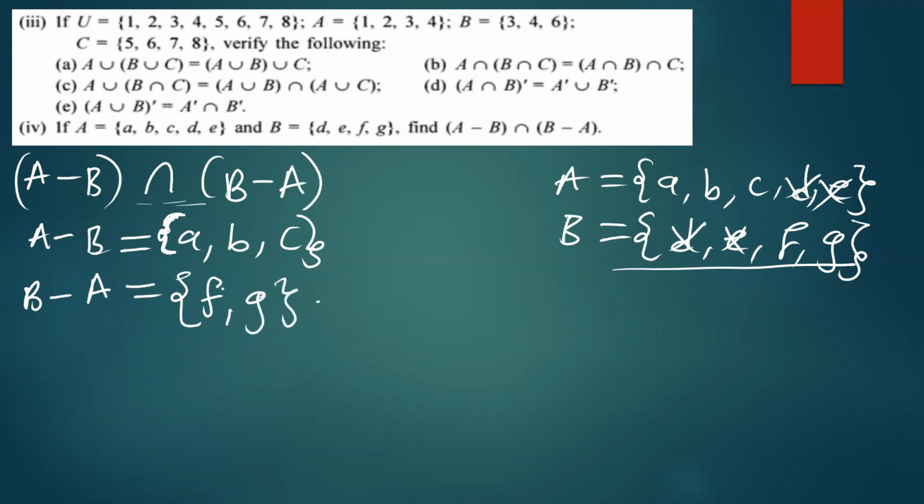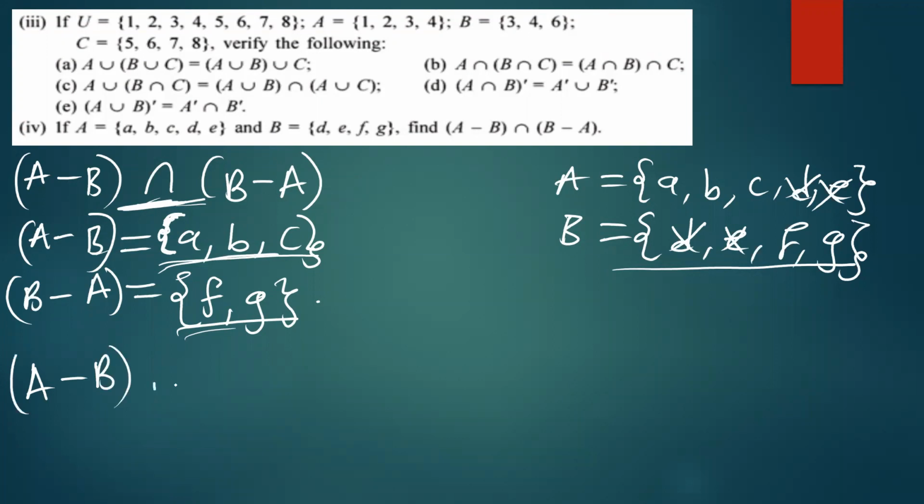So we are trying to find the common elements between A minus B and B minus A, because we have the intersection in between. What this means is that we find the common elements between this set and that set. If you look at the two sets, we don't have anything common. So A minus B intersection B minus A is equal to an empty set.